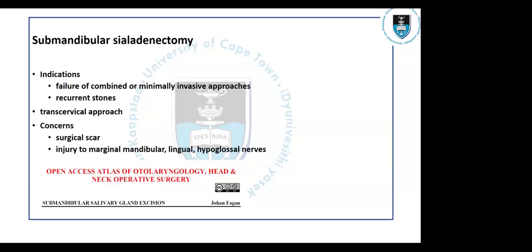Sialadenectomy is performed where combined or minimally invasive approaches are not successful, or in patients with recurrent stones. The transcervical approach to submandibular sialadenectomy is the most common approach described. The key concerns for the patient are the surgical scar and injury to the marginal mandibular, lingual, and hypoglossal nerves. There's an excellent chapter on submandibular salivary gland excision in the open access atlas of otolaryngology, head and neck operative surgery, which I would highly recommend reading.